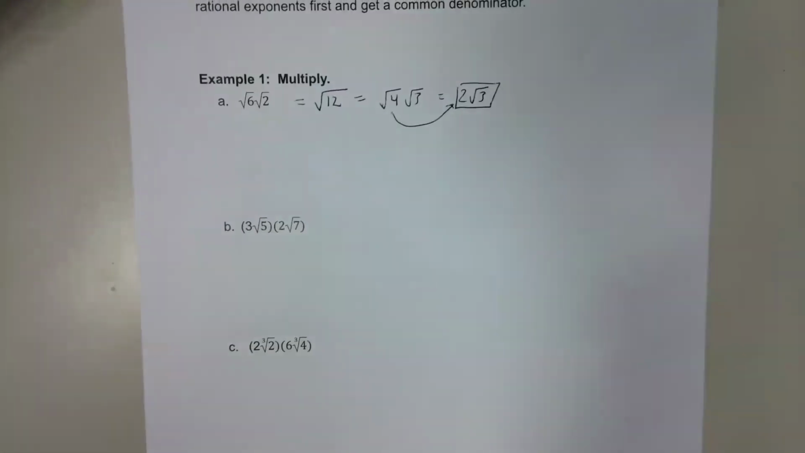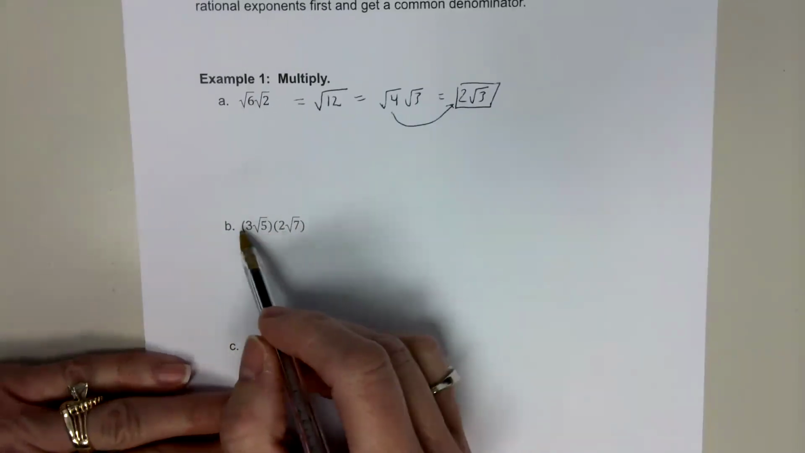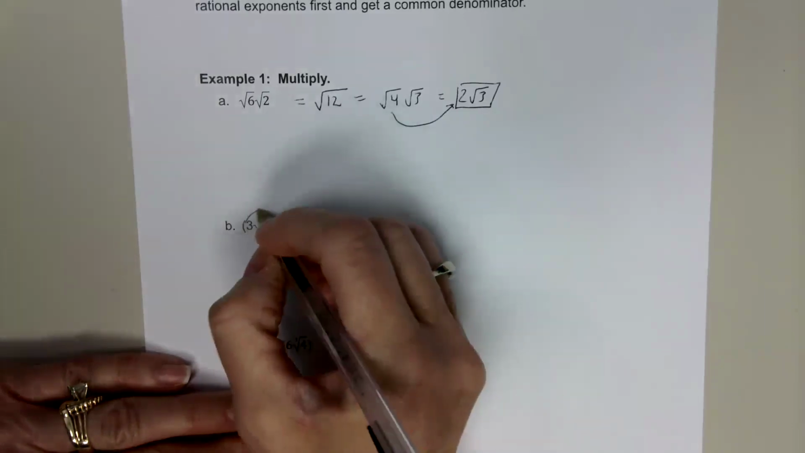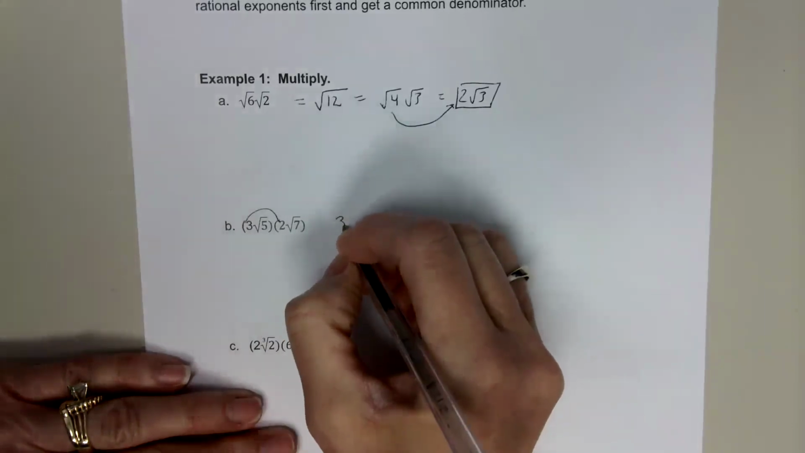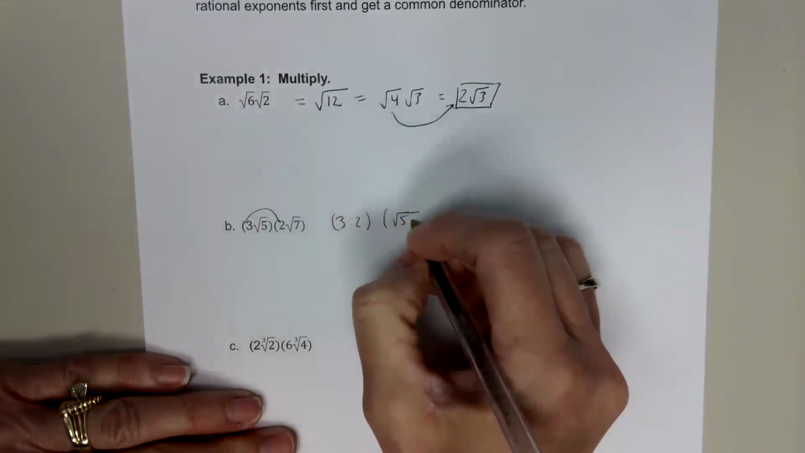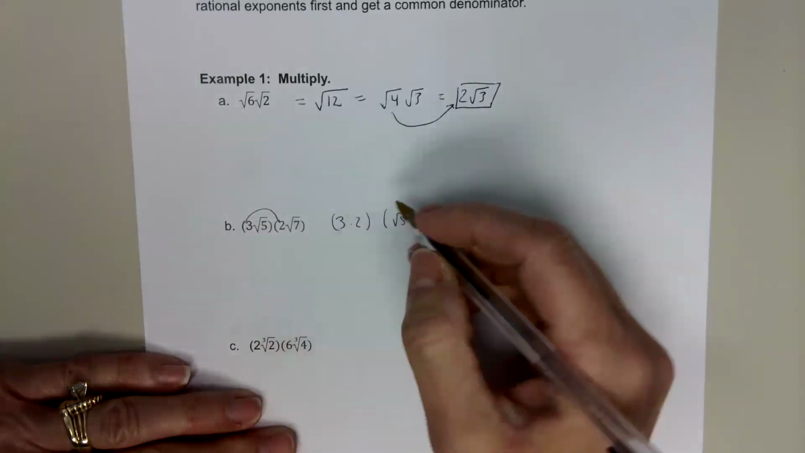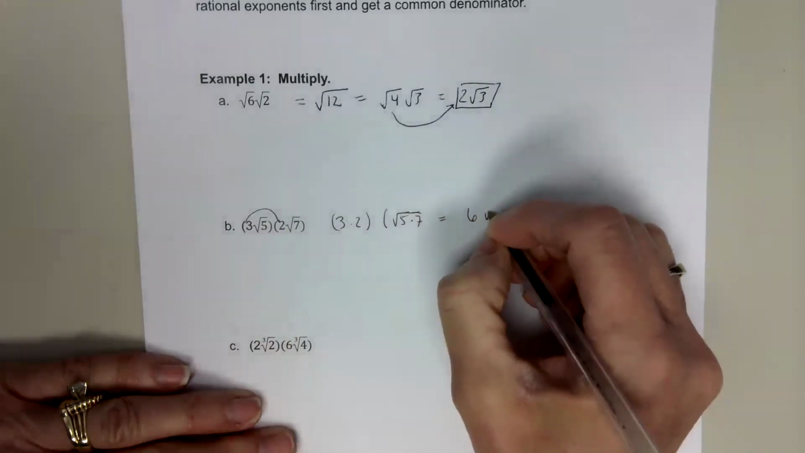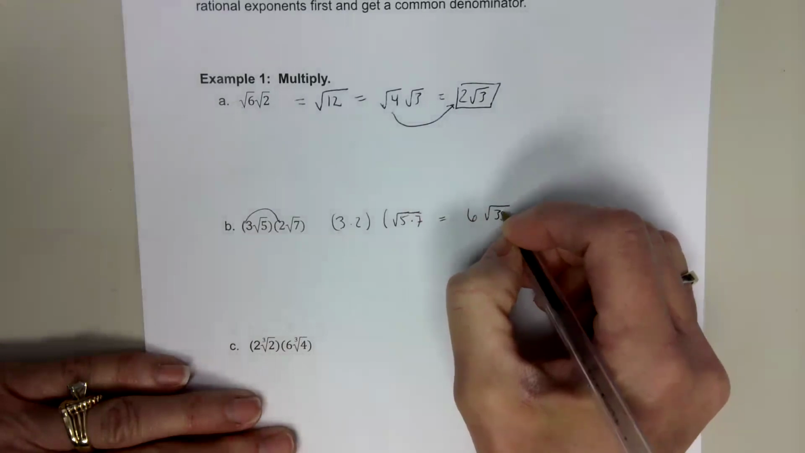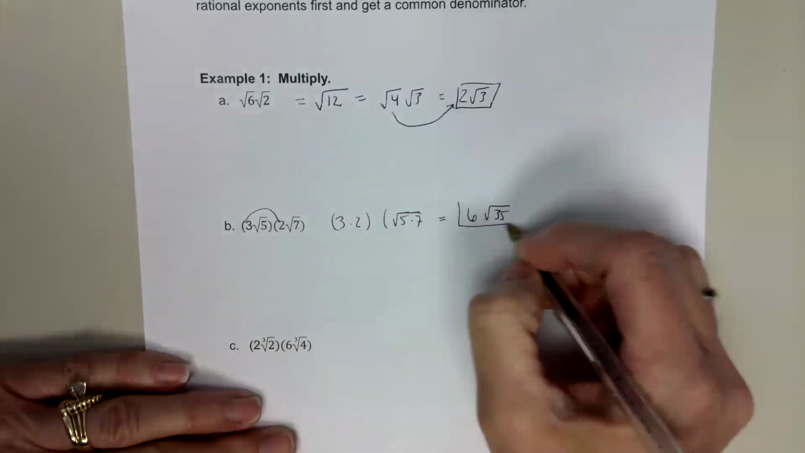Now on letter B, we're again multiplying. We're going to multiply the integers on the outside, so 3 times 2. And then we're going to multiply the square root of 5 and 7 because they're both square roots. So this becomes 6 times the square root of 35. And 35 does not have any factors that can simplify.